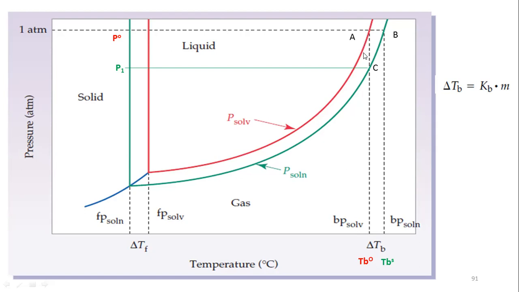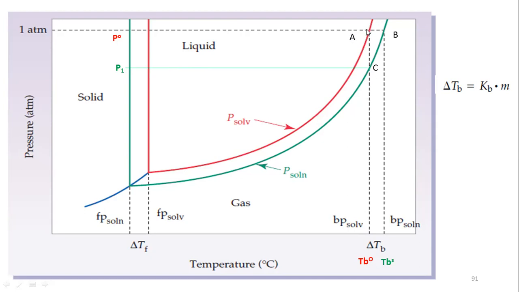This is the second point. If you look at the same position over here, this line cuts at point C, and if you make this point C parallel to the x-axis, it would cut the y-axis. This is the vapor pressure of the solution. In the previous case we already discussed that at the same temperature, the vapor pressure of the pure solvent is more and the vapor pressure of the solution is less. This is the lowering of the vapor pressure. Now we have discussed the two points A and C.